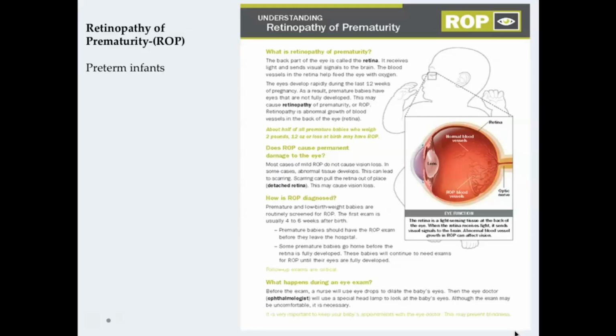And like I mentioned before, the retinopathy is just an abnormal growth of the blood vessels in the back of the eye. So these typically, retinopathy of prematurity occurs for babies who are significantly preterm, meaning they weigh less than 3 pounds, are the ones that most commonly may have this issue.